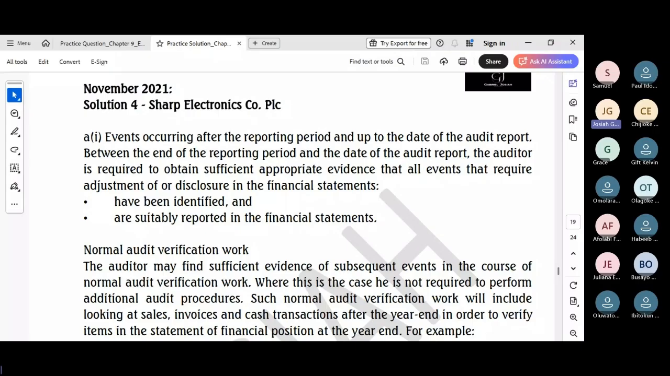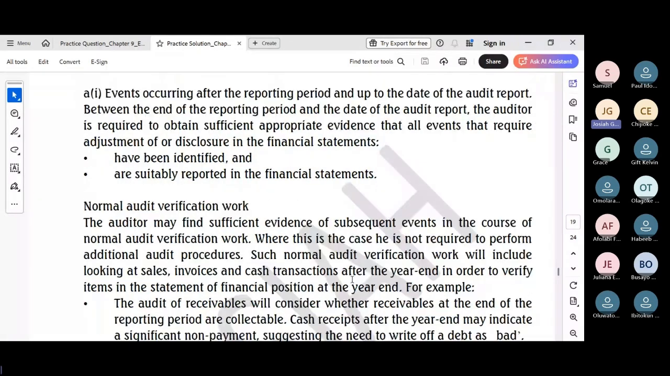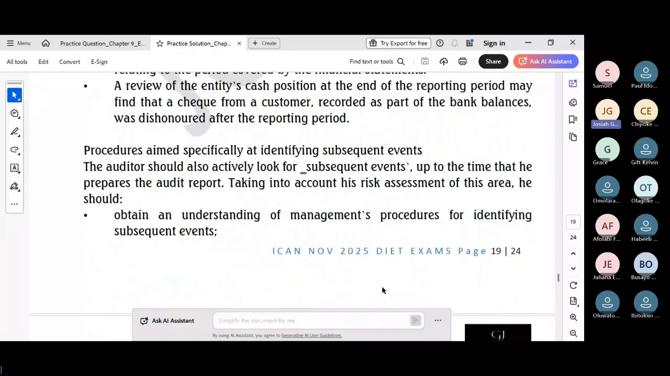Then how do you write that? Like you can see on the screen, you need to use a bulleted list to provide your submissions with two distinctions, talking about the normal audit work and specific procedures. These are directly in the slides, in the study text we looked at during the classes.